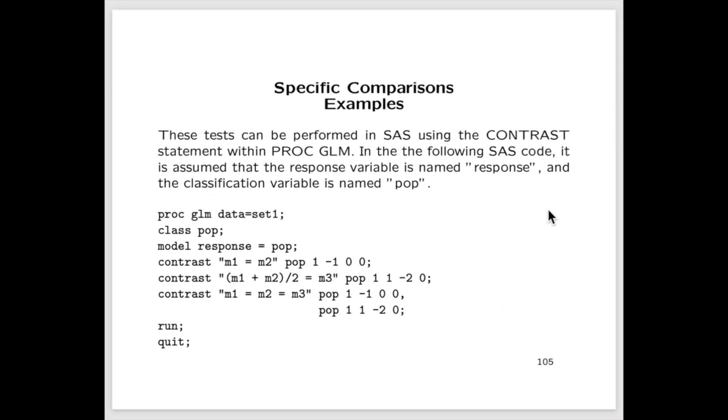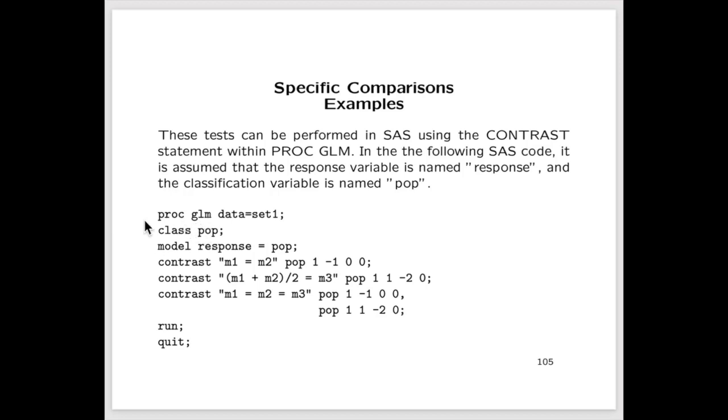Now these particular custom hypotheses or specific comparisons can be performed in SAS by using the contrast statement within proc GLM. So the contrast statement is a statement within proc GLM, and in the SAS code on this page, we're assuming here that the response variable is named response and that the classification variable is named pop.